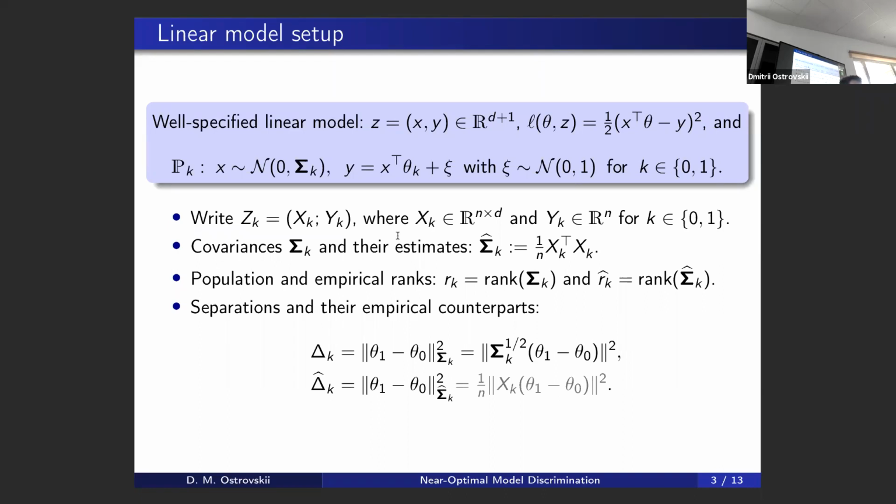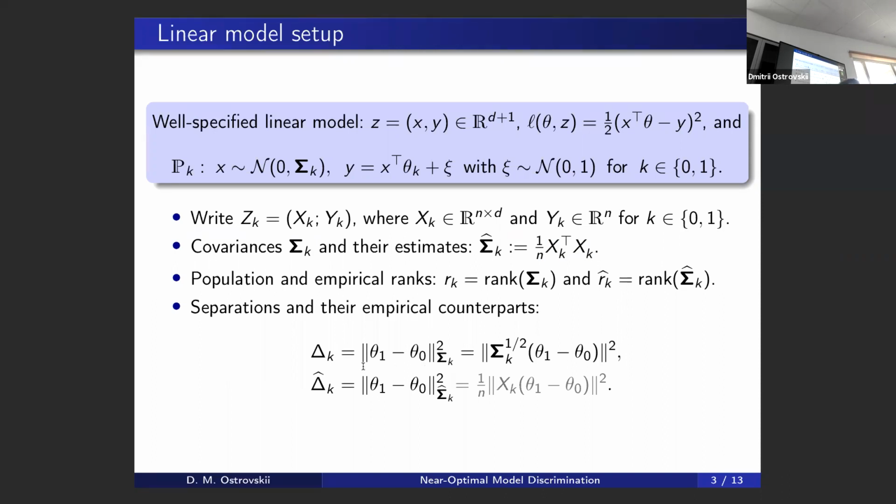So then let me just write the two samples in this form. Big Z_K is (X_K, Y_K), where X_K is the matrix n times d with rows corresponding to observations, and Y_K is the vector of responses for the two hypotheses. Sigma_K will be my covariance, and I also have the sample covariance, the empirical counterpart of Sigma. And also I can introduce the population rank and the empirical rank, so the rank of Sigma and the rank of the sample covariance. So in these terms, I can write my separations.